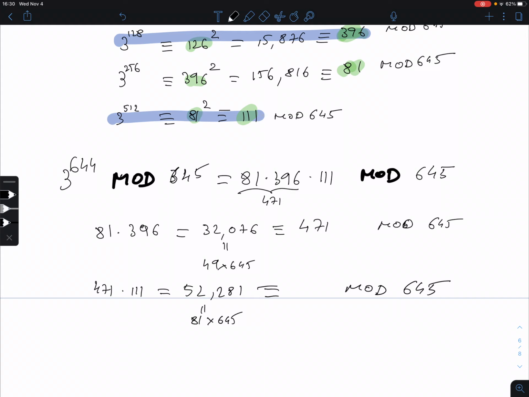That is 52,245, and I subtract that from 52,281, and that is 36. So this is 36, and this is plus 471. That's what I'm trying to say here. So the product of these two was 471, the product of this with that was 36, and that's everything. So the final answer is that this is 36.